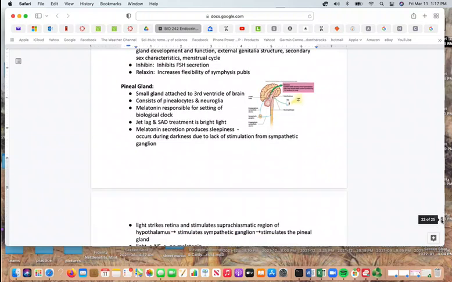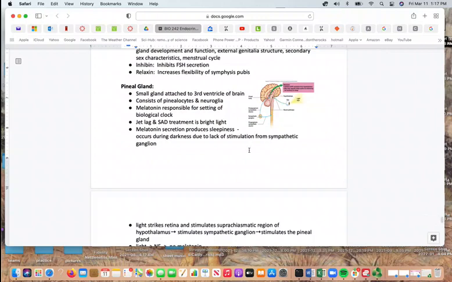The pineal gland, it's a small gland attached to the third ventricle of the brain. It's going to have pinealocytes and neuroglia. It's going to produce melatonin. This is going to help set your biological clock. You can get melatonin as a supplement. It's been helpful with jet lag and then SAD treatment, the seasonal affective disorder. What can also be really helpful for these people is bright light therapy. So the effectiveness of bright light therapy is actually really good. The studies are pretty amazing on it.